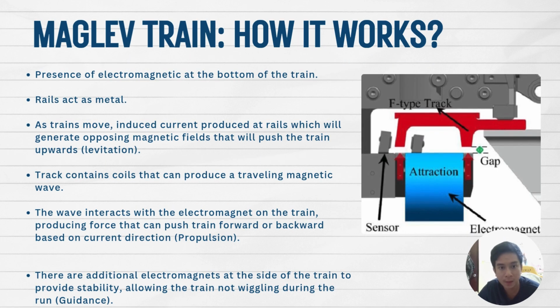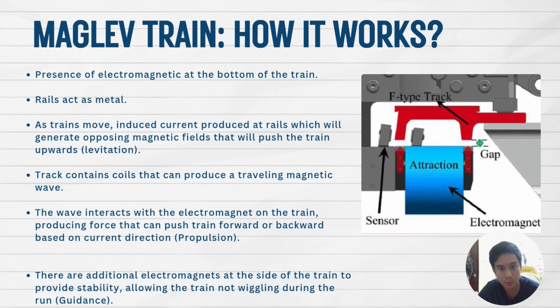So how does a maglev train work? There are electromagnets at the bottom of the train, while the rail acts as the ferromagnetic material. We'll divide the process into three parts: levitation, propulsion, and guidance. For levitation, this lifts the train above the track. As the train moves, an induced current is produced in the rails, which generates opposing magnetic fields, and they push the train upwards.